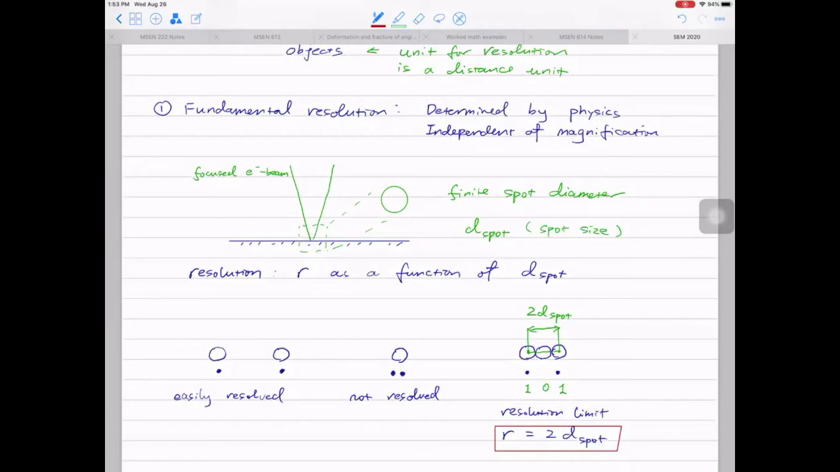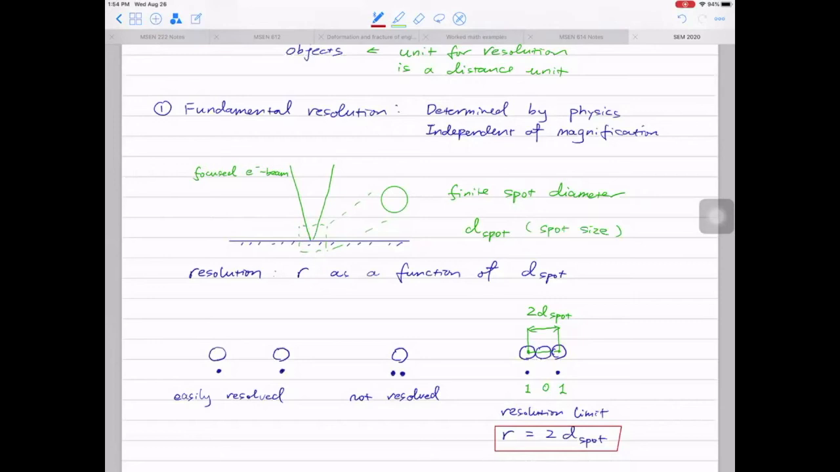The temperature of the specimen, or the temperature of the environment? That's actually a really good question. The temperature mainly affects the vibration, as well as the lens stability. So the temperature will not directly affect the resolution. But if there is temperature fluctuation, then your lens will change and your specimen may vibrate.